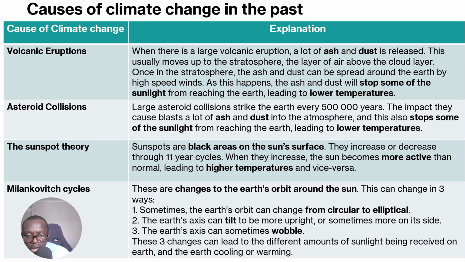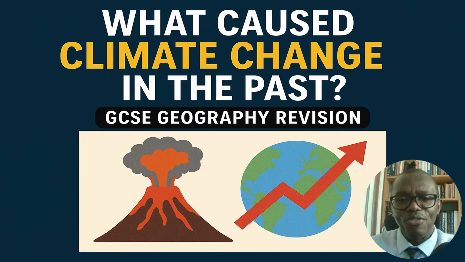Then thirdly, we have the Earth's wobble within the Milankovitch cycles. So when the Earth wobbles, again you can have some parts of the Earth being farther away or closer to the sun, and as a result, you'll have either cooler or warmer conditions. So these three changes can lead to different amounts of sunlight being received here on Earth, and therefore the Earth either cooling or warming.